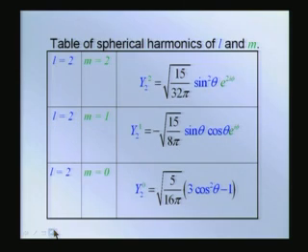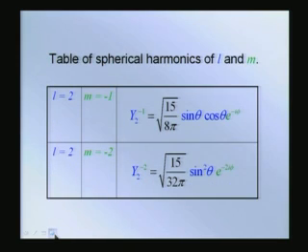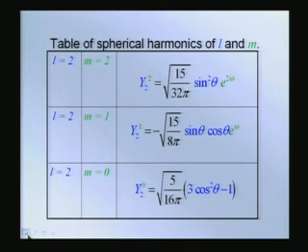For L equal to 2, which is possible only if n is 3, because n minus 1 is the maximum value for L, n must be 3 in order for L to be 2. For L equal to 2, there are 5 possible solutions, namely m equal to 2, 1, 0, minus 1 and minus 2. And again, let us look at the solutions carefully. For m equal to 2, the phi dependence is e to the 2i phi. It's Y22, the subscript is 2, the superscript is 2 corresponding to m.